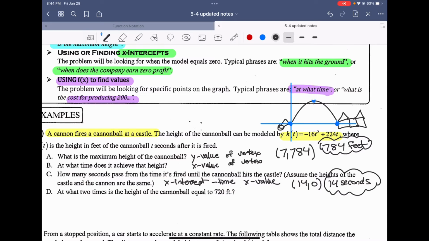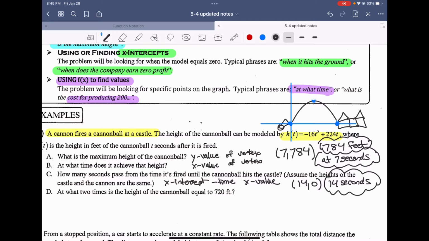And the answer for part B is, at what time does it achieve that height? And the answer is at 7 seconds. So at 7 seconds, the cannonball is at 784 feet. And then at 14 seconds, it hit the castle.